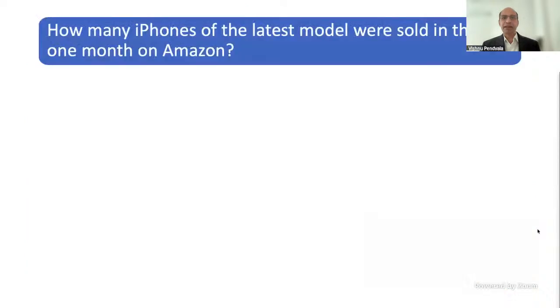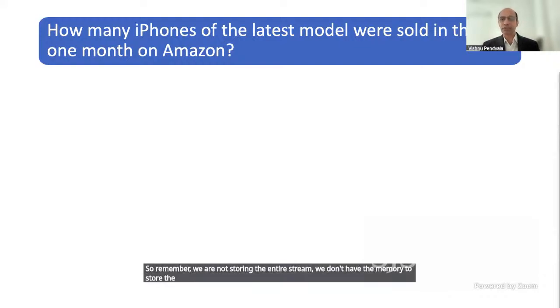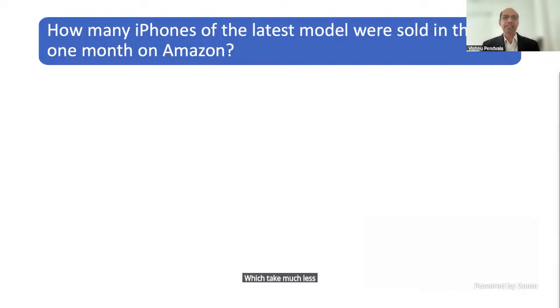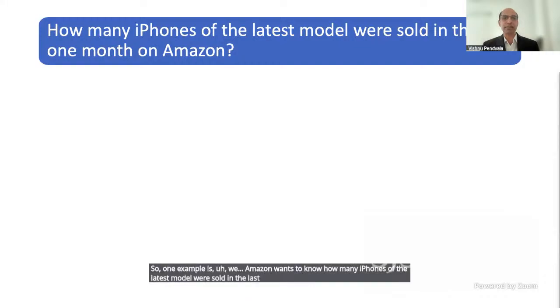So yeah, these are the applications. There are a lot of applications. So let us look at the problem statement in a little more detail. Remember, we are not storing the entire stream. We don't have the memory to store the entire stream, only the counts, which take much fewer bits. One example is Amazon wants to know how many iPhones of the latest model were sold in the last 1 month.